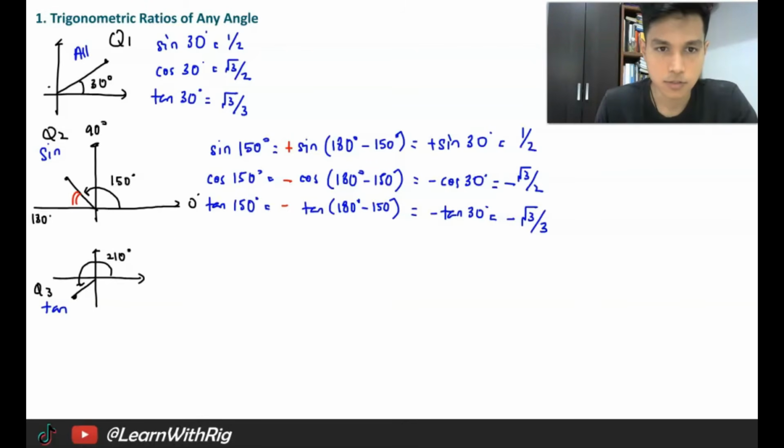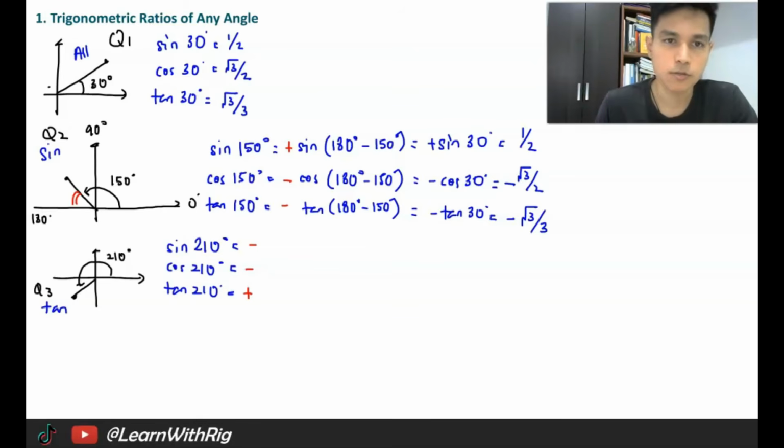So let's do this together: sine 210, cos 210, tangent 210. Of course, you can straight away use a calculator, but I want to show you how to do it manually. Remember, tangent is going to be positive, the rest is going to be negative. Now the next thing you have to do is change it to an acute angle. The acute angle would be here.